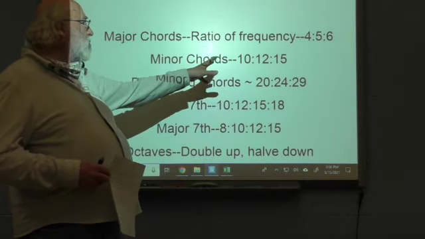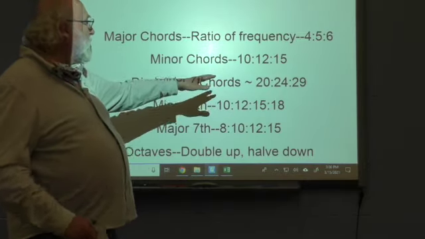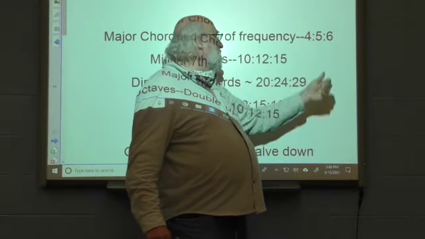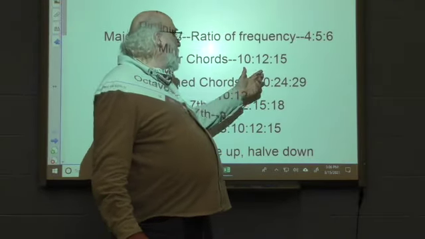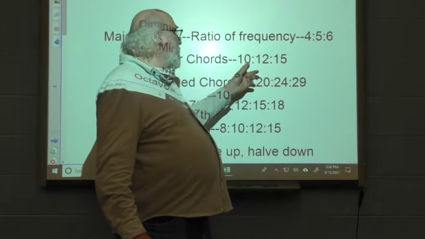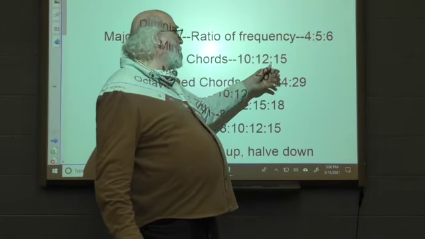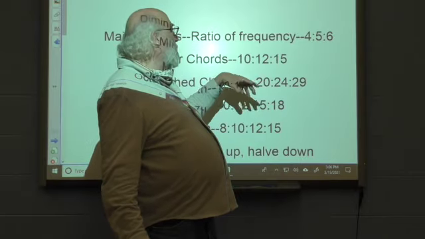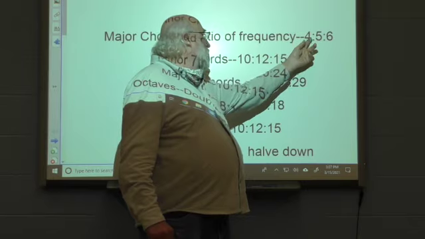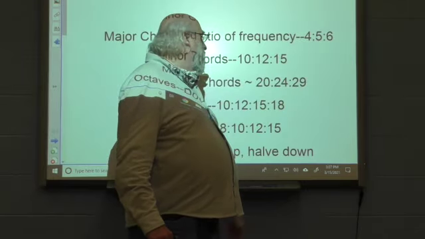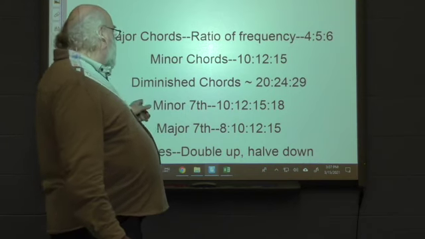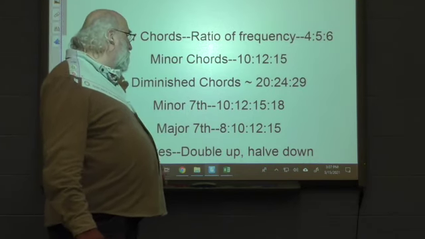Minor chords, 10 to 12 to 15. Now the thing about that is that 10 to 12 is the same as 5 to 6. And then if they had a 4 to 5 to 6, then that would be an 8 to 12. Well, if the next note, if we went with that, 3, 3, 3, that would be an 18 right here. Now that brings up the minor seventh. I'm going to jump past the diminished chords. I'll be right back with it.